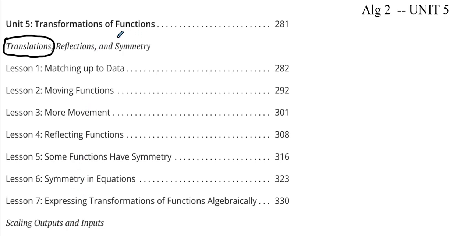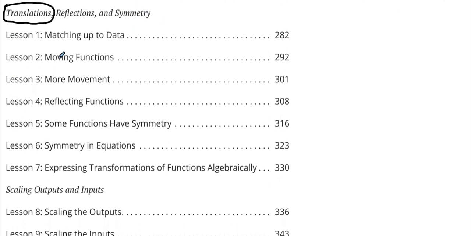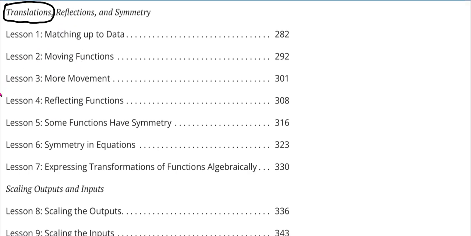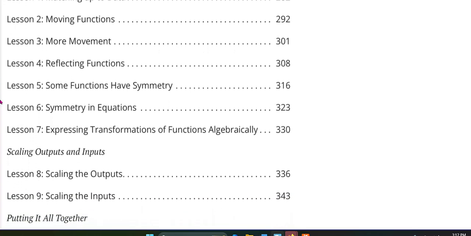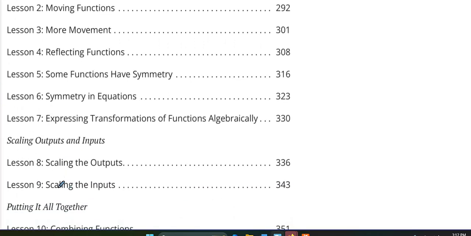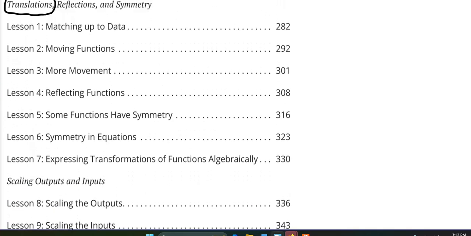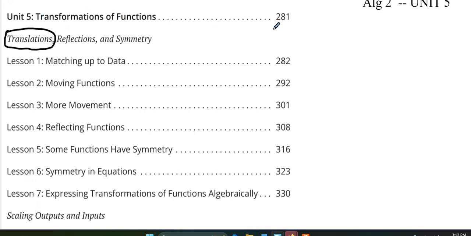I am going to talk about symmetry. I think that's kind of important. And let me see if there's anything else. The moving functions, that's translation, reflections. Yes, we are going to talk about reflections as well. I'm just not sure about this stuff back here. So I'm probably not going to cover the whole unit in one video, but I'm going to do an introduction to it at least.